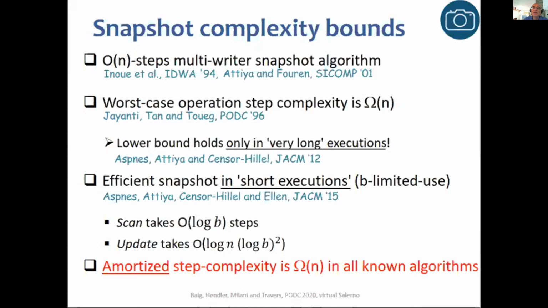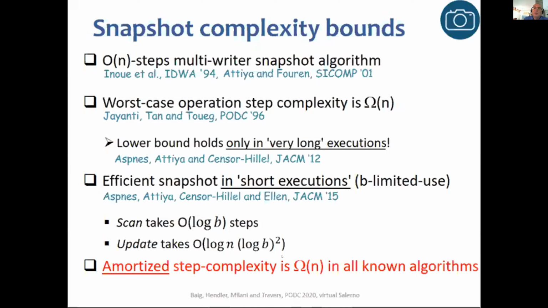And then, building on these results and extending them, we had a result by Aspnes, Attiya, Censor-Hillel, and Ellen that presented an implementation of a B-limited-use snapshot in which the complexity of operations is polylogarithmic in B, where B is the maximum number of update operations that are supported by the snapshot implementation. However, also in this implementation, as the length of the execution grows, operation step complexity grows as well. And when its length becomes exponential in n, step complexity becomes linear in n once again.